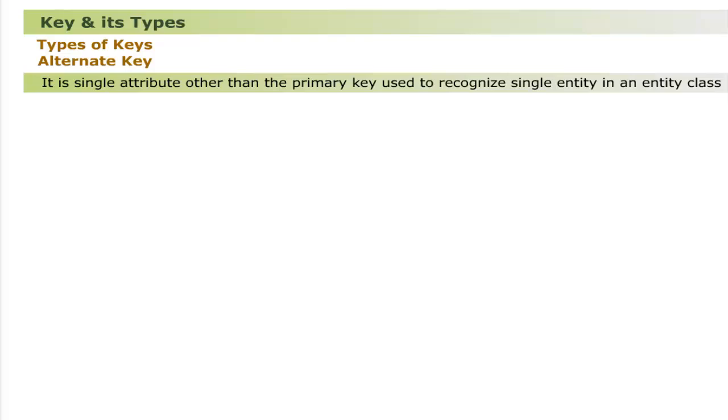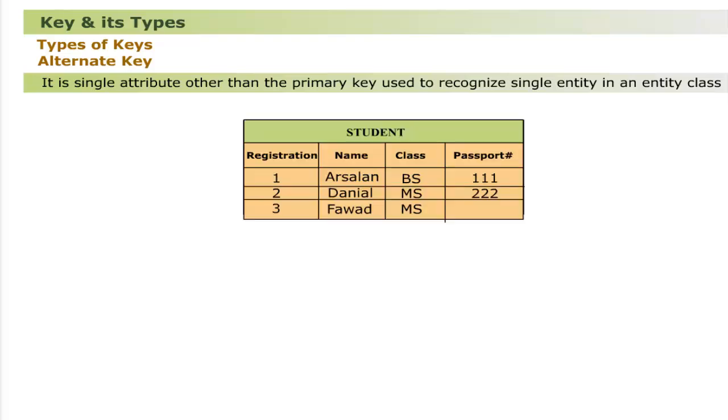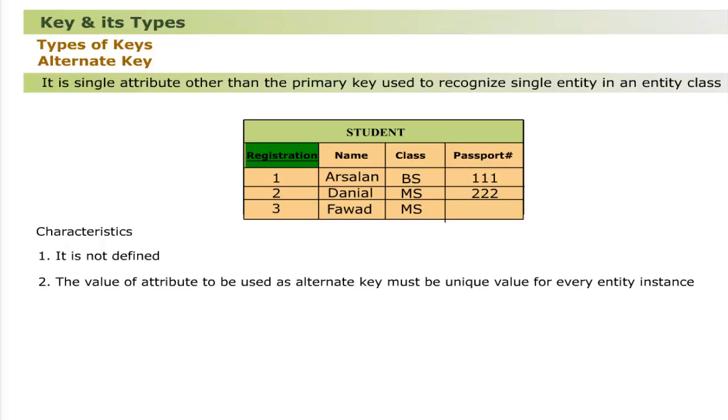Alternate key. It is a single attribute other than the primary key, used to recognize a single entity in an entity class. It is also called candidate key. Consider the example as shown. The attribute passport number is an alternate key by assuming that attribute registration number is defined as primary key. The characteristics of alternate key are: number 1, it is not defined. Number 2, the value of attribute to be used as alternate key must be a unique value for every entity instance. Number 3, the value is not mandatory.